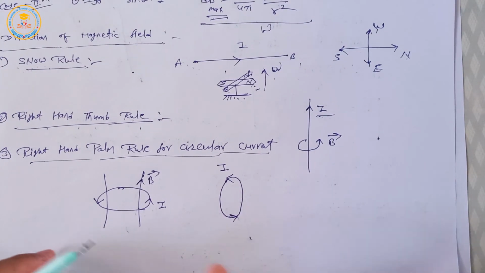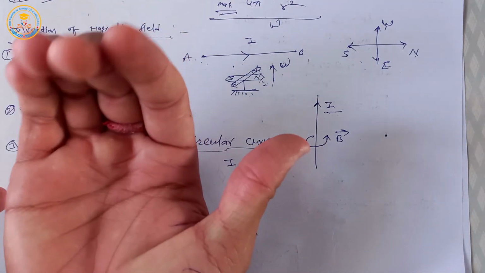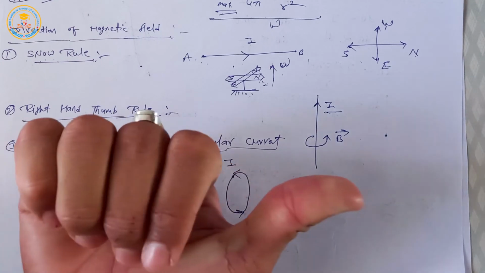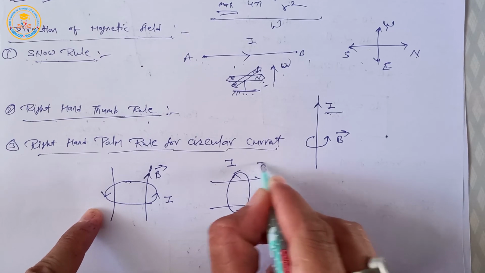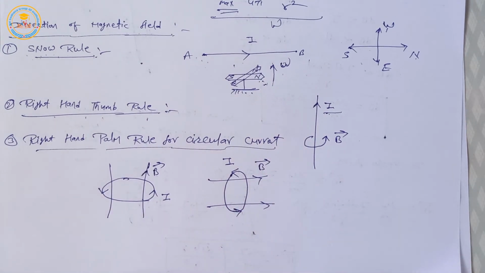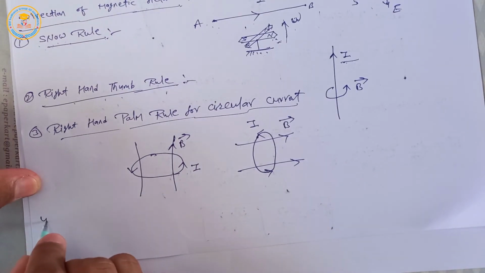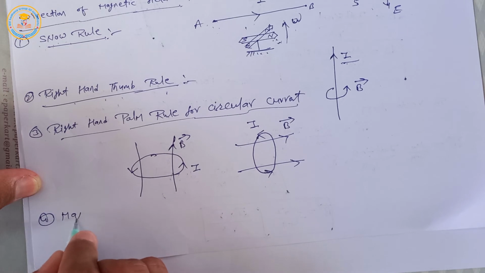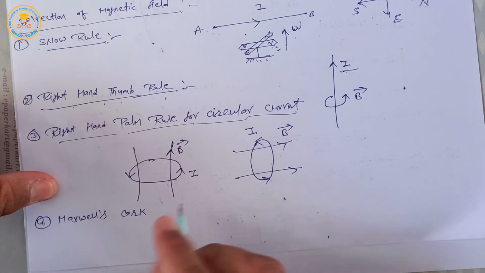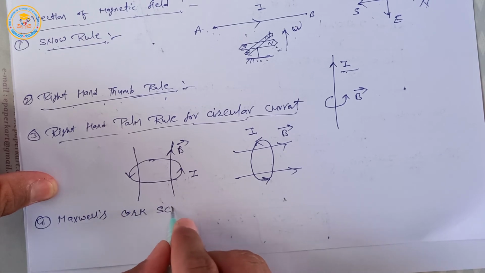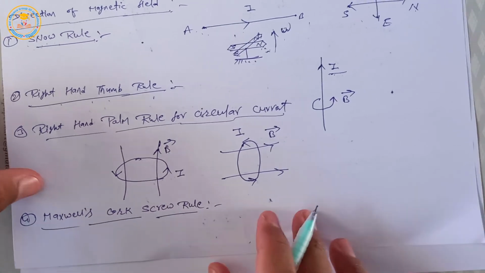Okay, and in this figure, the direction of current is like this, then this direction of thumb represents the direction of a magnetic field. Okay, this is the right hand palm rule for circular current. And next is the Maxwell cork screw rule. Next is Maxwell cork screw rule.